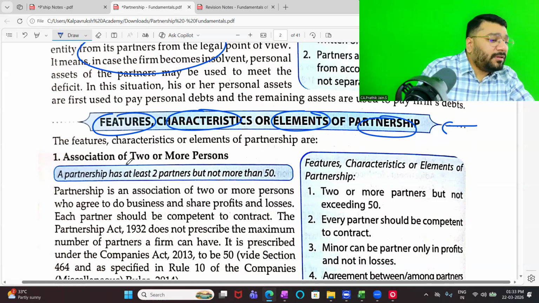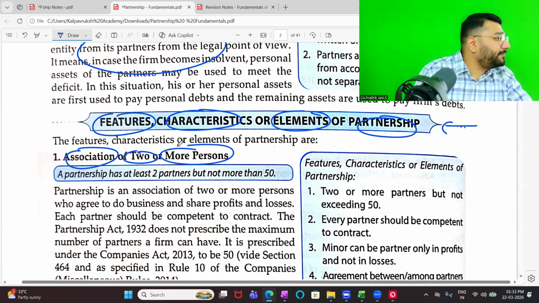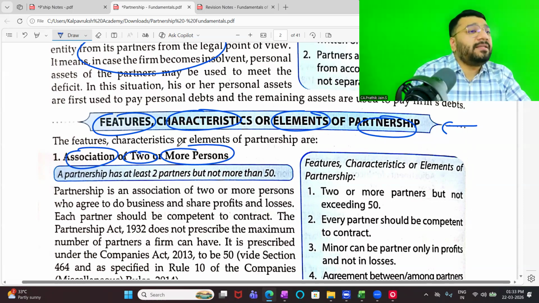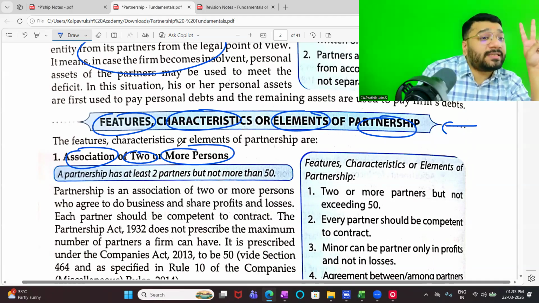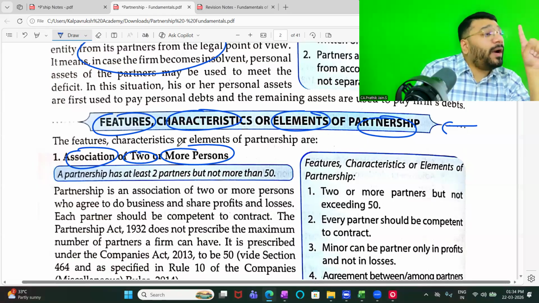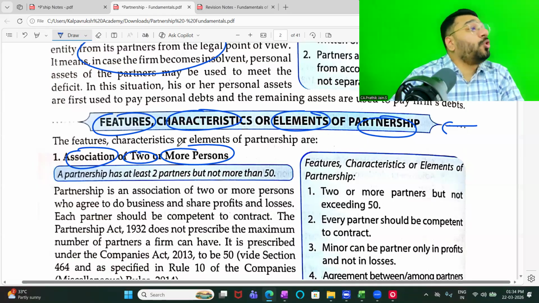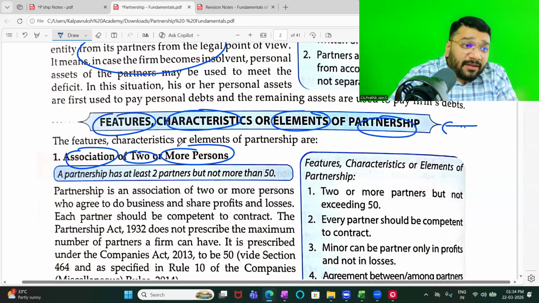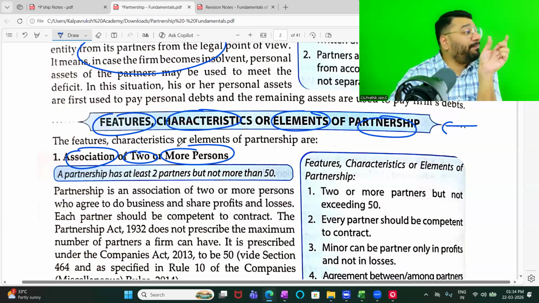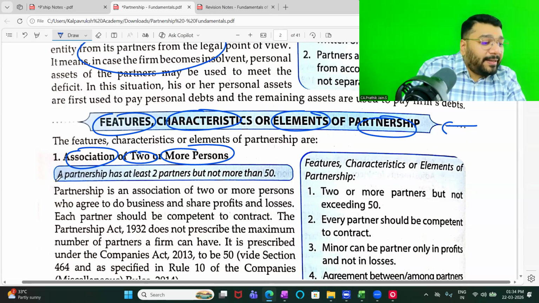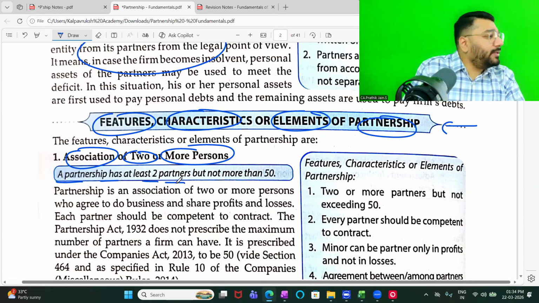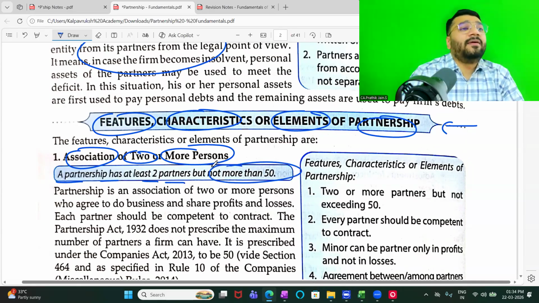So, the first feature is that it is an association of 2 or more persons. Partnership business itself means that at minimum, how many owners should there be? Minimum 2. Sir, can I run a partnership business with one owner? Impossible. If it is one owner, then it has to be a sole proprietorship concern. Partnership means 2 or more people coming together. So a partnership will have at least 2 partners, but not more than 50.